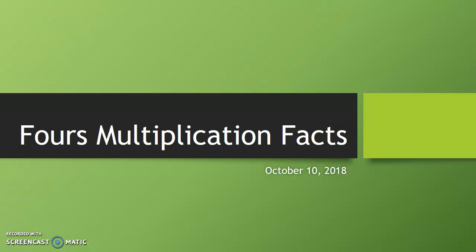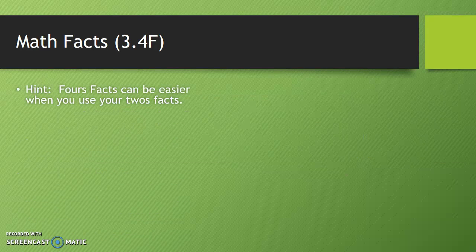All right, so today we're going to learn about our fours multiplication facts. The fours facts can be easier when you use your twos facts that we talked about yesterday. Could you picture an animal with 4 legs? What else could you picture that has fours or doubles of doubles? So I have 2 hands and 2 feet, so I have 4 appendages.